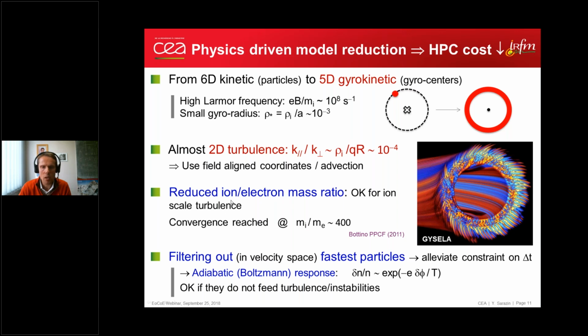The scales in the transverse plane, as I said previously, are of the order of the ion Larmor radius. Well, and I will not detail the other points, which are interesting, maybe too detailed at this level.